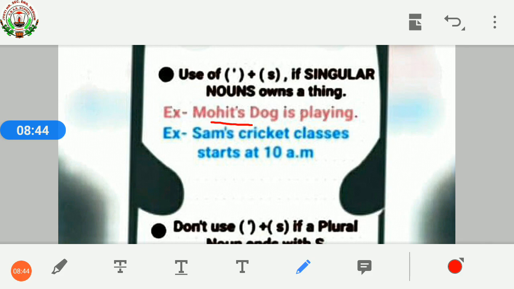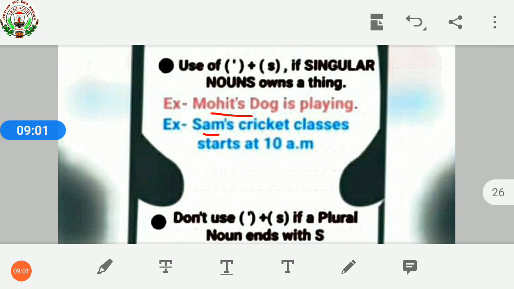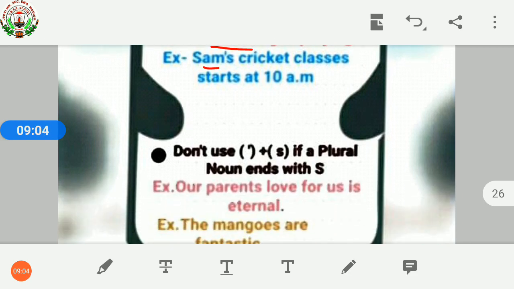In second example, Sam's cricket classes starts at 10 a.m. Again, Sam is singular noun, so we have added apostrophe s to indicate that the cricket classes belongs to Sam. Sam's cricket classes starts at 10 a.m. So, first rule says always use apostrophe s after singular noun.